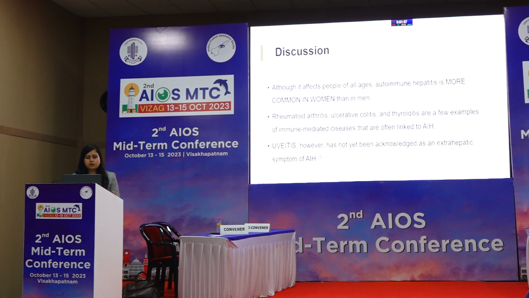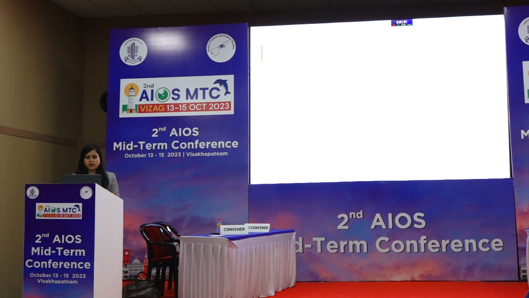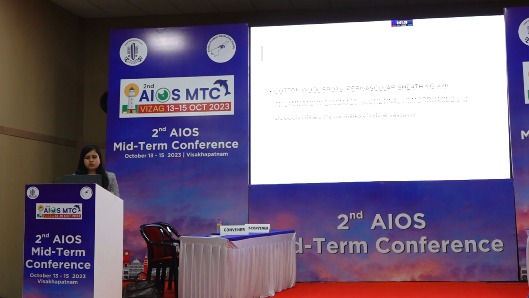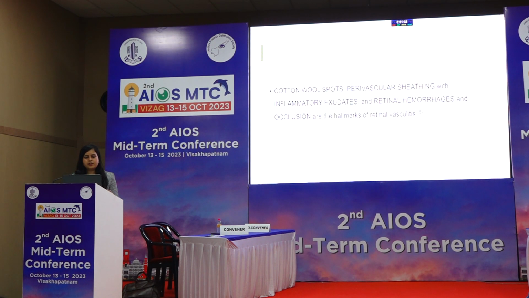So uveitis, however, has not been established much as an extrahepatic manifestation of AIH. Bilateral chronic persistent pan-uveitis is the typical first sign, which needs an aggressive treatment. Retinal vasculitis, involving the inflammation of vessels, is a sight-threatening condition. Cotton wool spots, perivascular sheathing with inflammatory exudates, and retinal hemorrhages and occlusion are the hallmarks of retinal vasculitis.